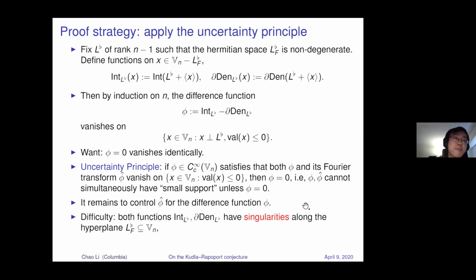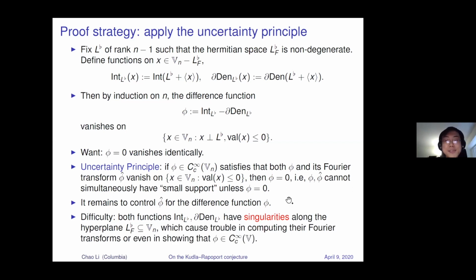But it's not that simple, because we recognize that both this intersection function and this local density function are not even Schwartz. They have singularities along this hyperplane spanned by the first n-1 vectors. If you take a vector approaching the hyperplane more closely, you imagine the intersection number becomes bigger and eventually blows up. So it's causing trouble in computing the Fourier transforms and even in showing that the difference function is in fact a Schwartz function.